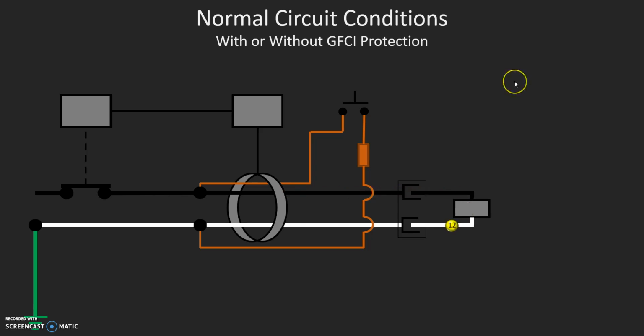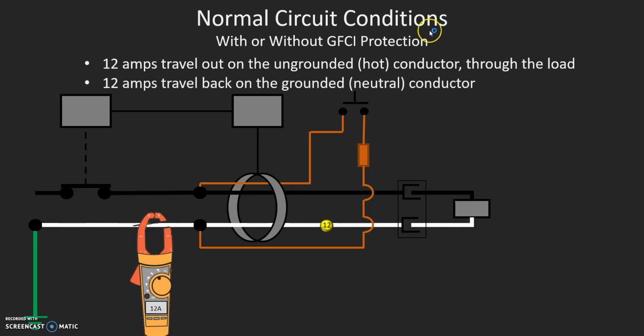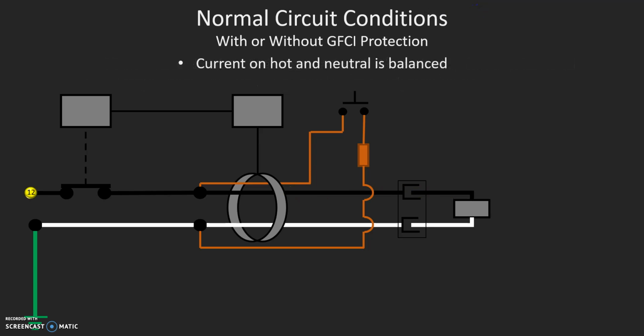So this represents a normal circuit here, right? You can see my electron flow here, and that's got a number 12 on it for 12 amps. If we were to put an amp clamp there, we'd see 12 amps going out through the ungrounded hot conductor. There's nowhere else for that current to go but back through the neutral conductor, so we see the same 12 amps going back through. Current's in balance, it's 12 amps on either conductor. So the GFI is happy, it doesn't trip.